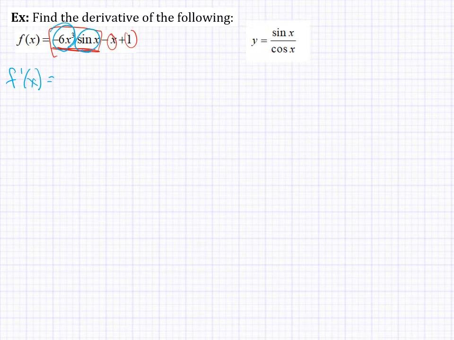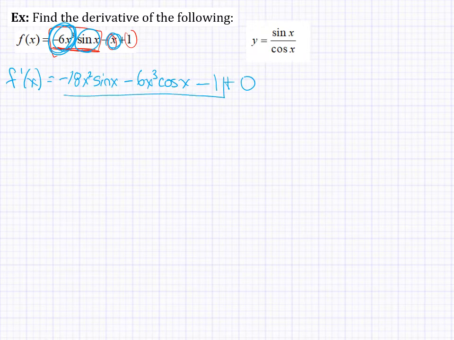So I'll take the derivative of the first function, so that's going to give me negative 18x squared, and that'll be times the sine x, plus, or in this case minus, 6x cubed, times the derivative of sine is cosine. So there's that piece. Then we have to still take the derivative of the rest of this, but separately now. The derivative of minus x would be minus 1, and the derivative of 1 would be 0. Now I don't have to write the plus 0, so here is my derivative.